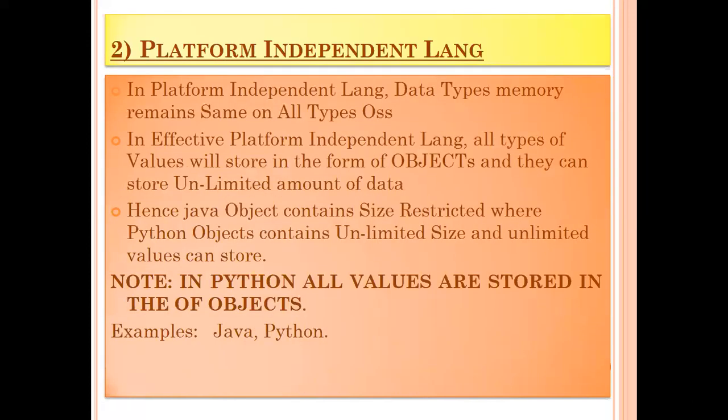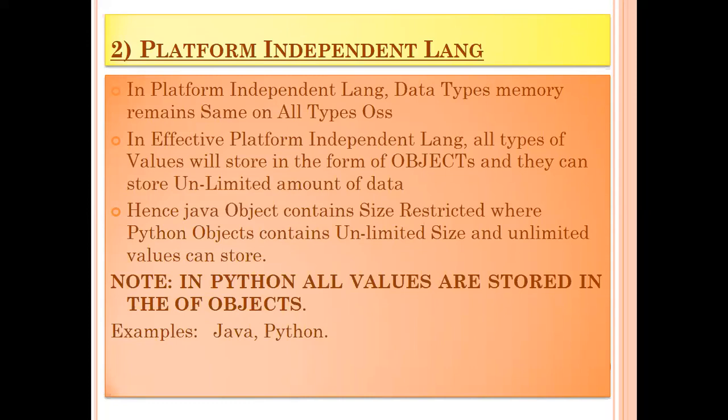It is a platform independent language. Now, if we talk about Python, how is this platform independent? Because data type memory remains the same for all OS. In Python, all types of values will be stored in the form of objects, and they can store an unlimited amount of data.